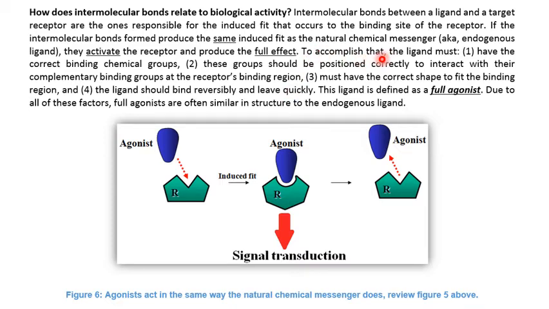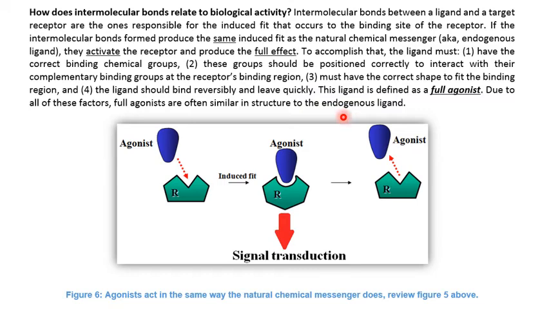To accomplish that, this drug or ligand should have the correct binding chemical groups, and these groups should be positioned in space correctly to interact with the complementary binding sites at the receptor, and they should have the correct shape to fit into the binding site. The ligand should bind reversibly and leave quickly.